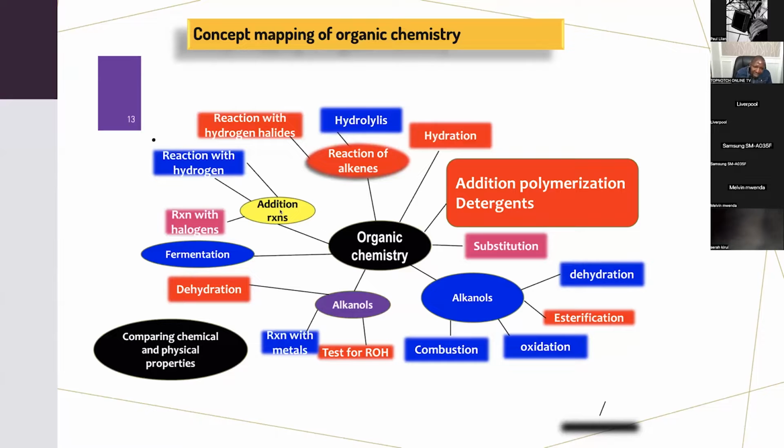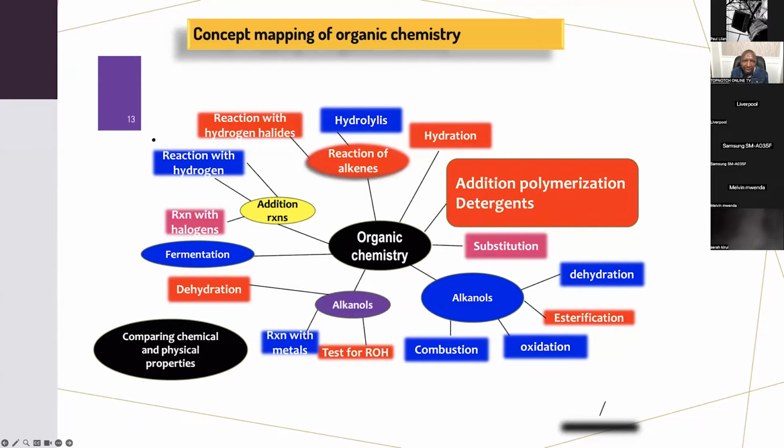So we have fermentation, dehydration, and alkanols, with reaction with metals and the test for ROH. We also have comparing the chemical and physical properties of organic compounds. For alkanols, we have combustion, oxidation, esterification, dehydration. We have substitution for alkanes. We also have polymerization, detergents, and all those kinds of things. So it's very important for you to be able to get to that.